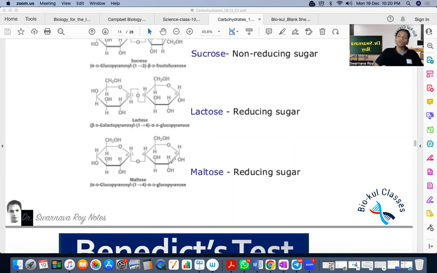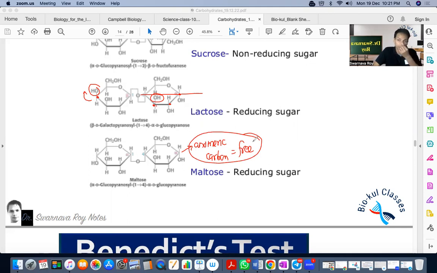How will you know what is the glucose and what is the galactose? Look here in glucose, this is carbon number 1, carbon number 2, carbon number 3. Carbon number 3 has an OH above the plane. But if you look at the galactose, you see that carbon number 4 also has an OH above the plane. In case of glucose, only the third carbon OH is above the plane. So now when we look at maltose, the disaccharide, this anomeric carbon is free.